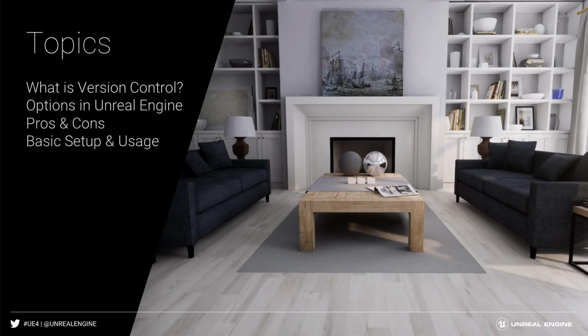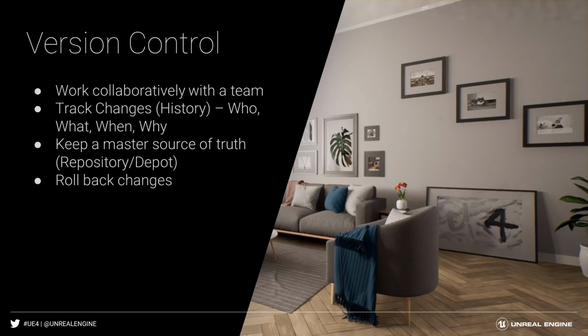The first thing we'll do today is look at a brief explanation of what version control is and how it can benefit your workflow. Then we'll look at the four options that we have available to us inside of Unreal, and those include Perforce, Git, Subversion, and Plastic SCM. We'll go over the pros and cons of each option, and we'll look at the basic setup and usage inside of the Unreal Editor.